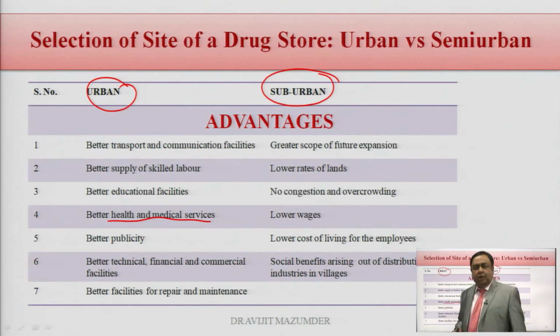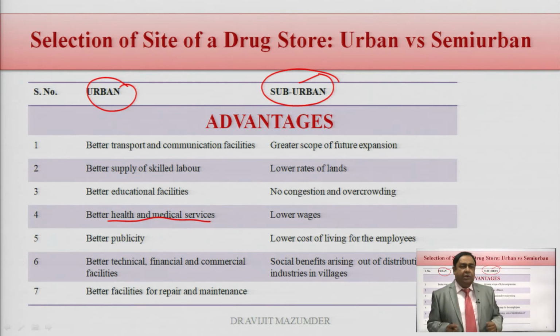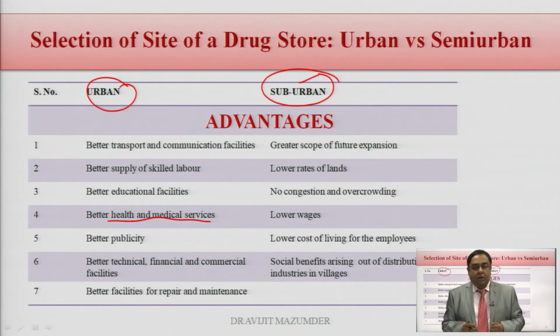Now, let us have a picture on the other hand, that is about the semi-urban area. First, there is a greater scope of expansion which is not possible in the urban area. There is a lower rate of land, the rent is low, so automatically the profitability will be high. Next, there is no congestion and no overcrowding, because the area is such that the space is easily available. So, the overcrowding problem can be avoided. Another advantage is the wage is low. See, the wage is low, the rate of land is low.